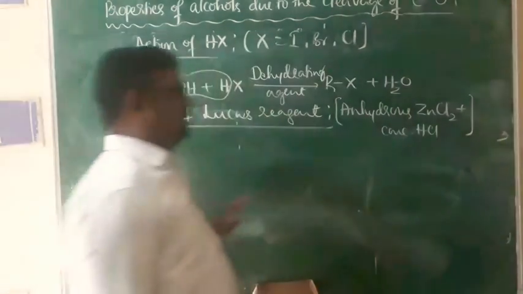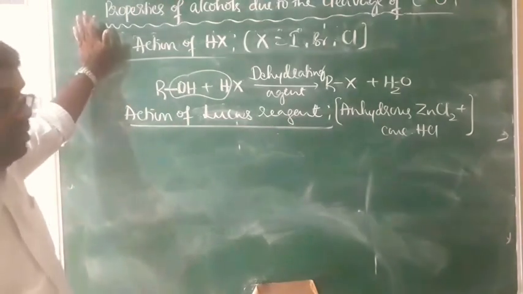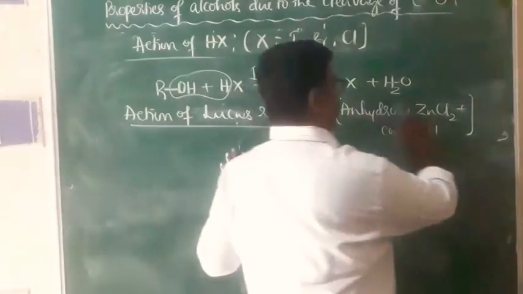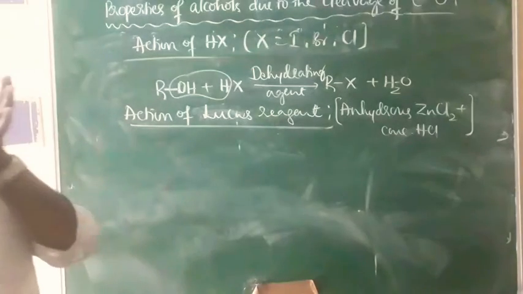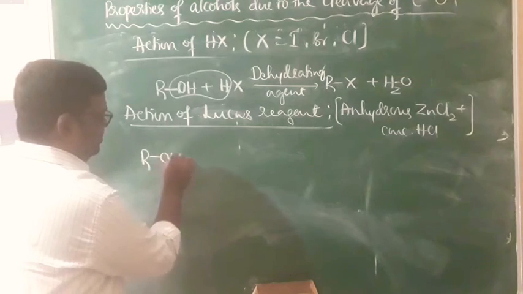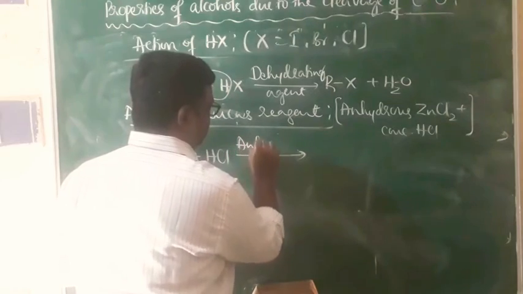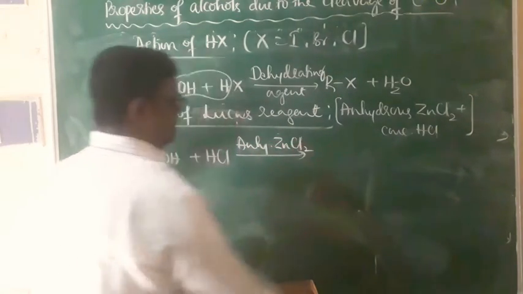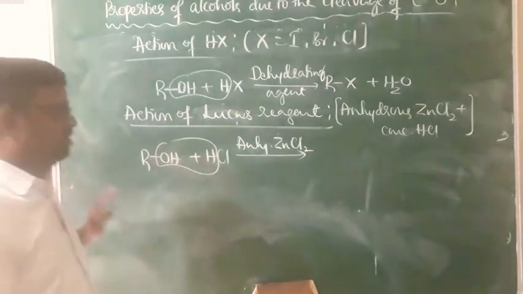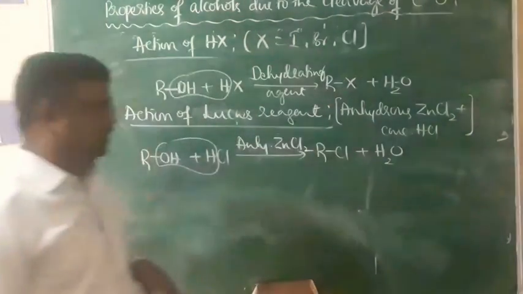Remember, generally students will say a mixture of anhydrous zinc chloride and HCl is called Lucas reagent. That is wrong. You must use the term concentrated HCl or HCl gas. A mixture of anhydrous zinc chloride and concentrated HCl is Lucas reagent. What happens is, an alcohol reacts with HCl in presence of anhydrous zinc chloride, cleavage of the C-O bond takes place, and you get chloroalkane, that is RCl plus H2O. This is chloroalkane.